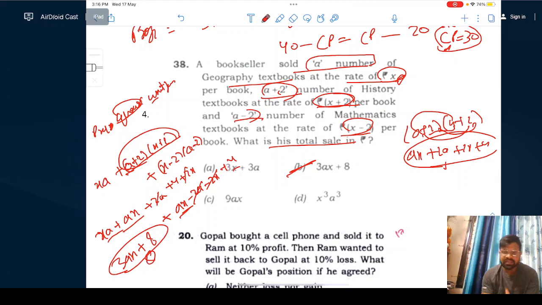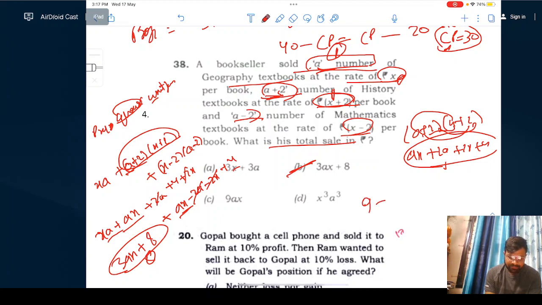One thing is this: if you don't want to do the calculation, just assume anything. Let us assume A is 1 and X is also 1. So the first thing becomes 1 into 1, 1. The second becomes 3 into 3, 9. Then let us assume A is equal to 3 and X is equal to 3 because it will make our work easier.